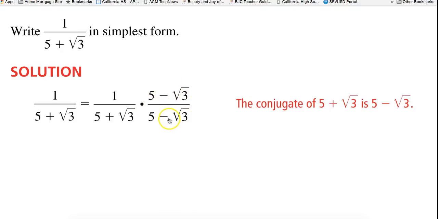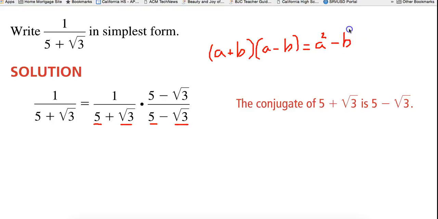Now, when you multiply this bottom part together, you're going to notice that, again, this matches your difference of squares pattern right here. You've got a term plus another term times a term minus another term. So if you remember from your difference of squares, when you had a plus b times a minus b, that just equaled a squared minus b squared. This is our difference of squares pattern. You'll notice this has been popping up a lot in the work that we've been doing, so it's an important one to remember.